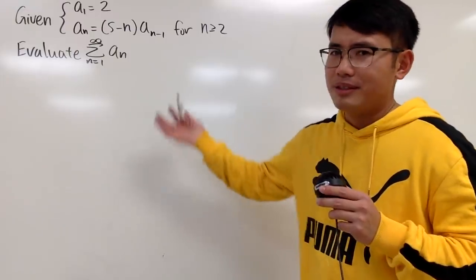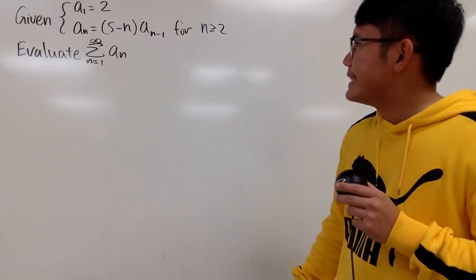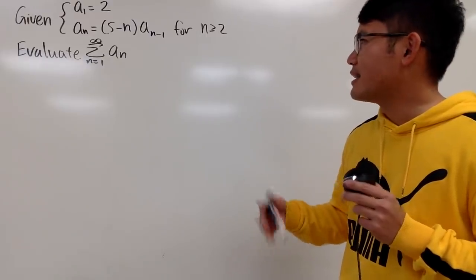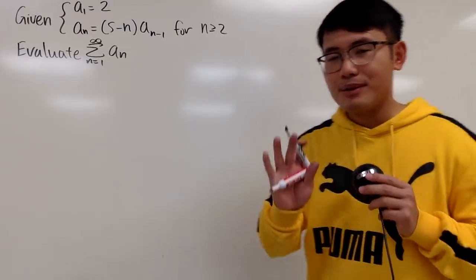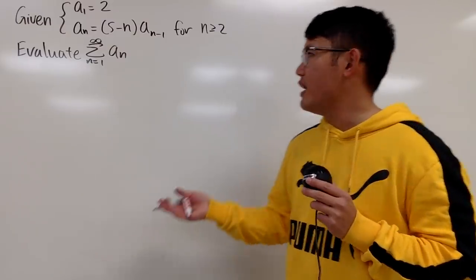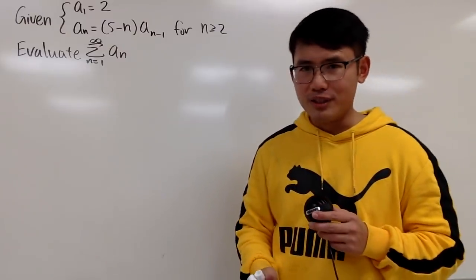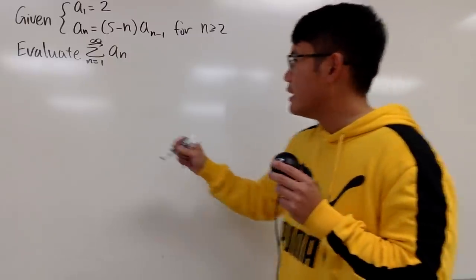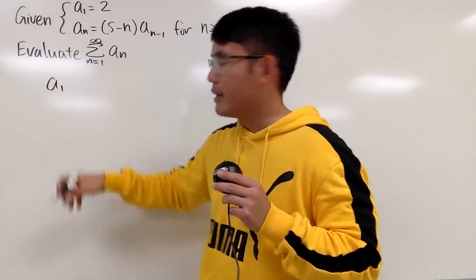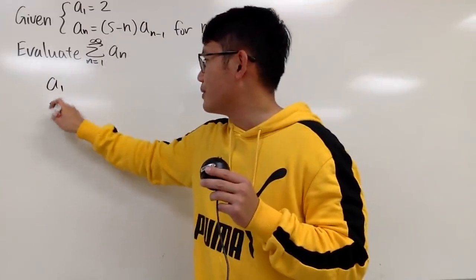So how can we do this though? This is not geometric, this is not telescoping, but don't worry. Why don't we try to write down the first few terms, and maybe there's a pattern for this. So let's do that, right? Because n starts at 1, so we have to have a1. And a1 is easy, that's just 2.